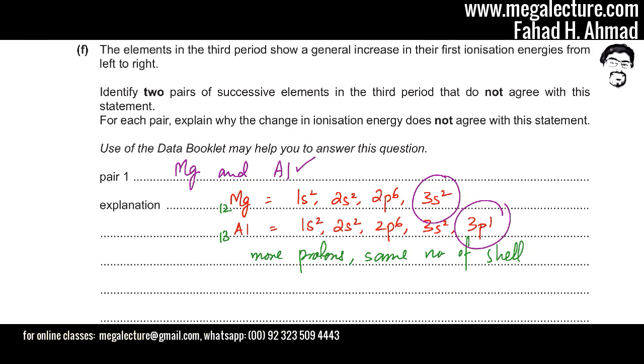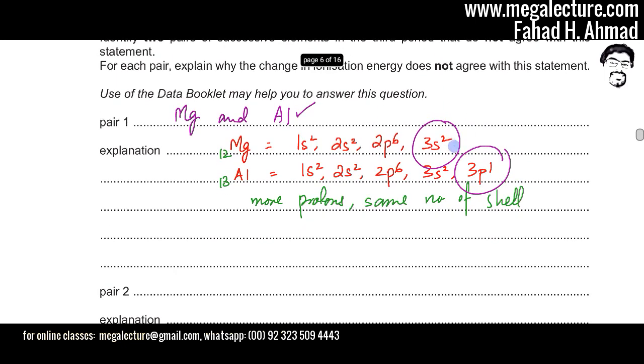Whereas if you look at the electron that is being removed from aluminium, the electron is further away. It's at a higher energy. It is in a higher energy subshell, and it would be easier to remove this electron because it's further away. It's more shielded. So this is what you're going to write as an explanation for why aluminium has a lower ionization energy compared to magnesium, why it's not following the trend, why it has more protons, but still it's easier to remove an electron from aluminium.